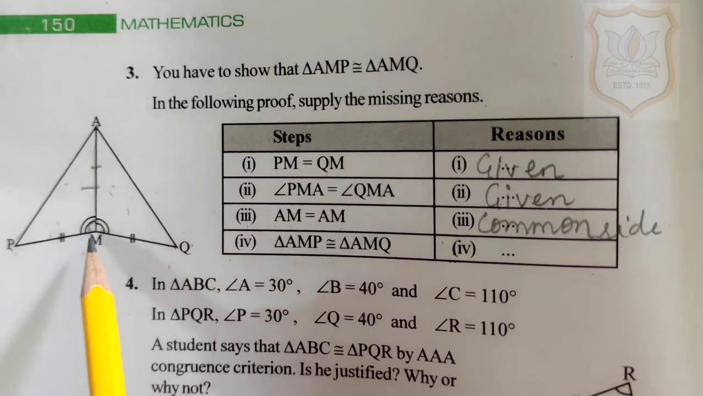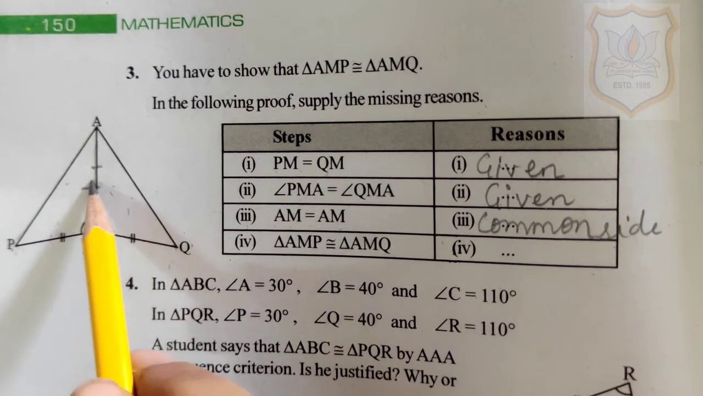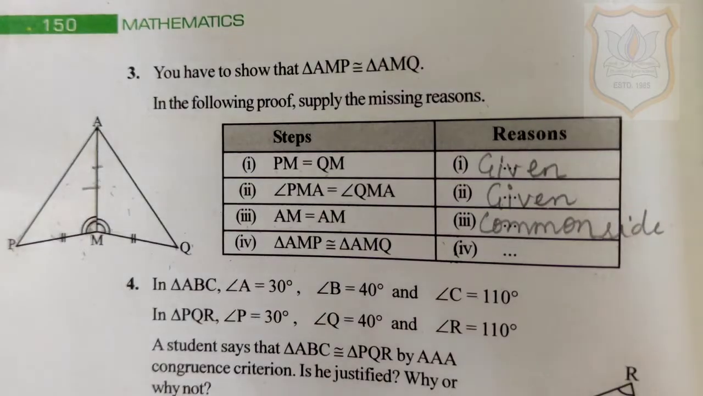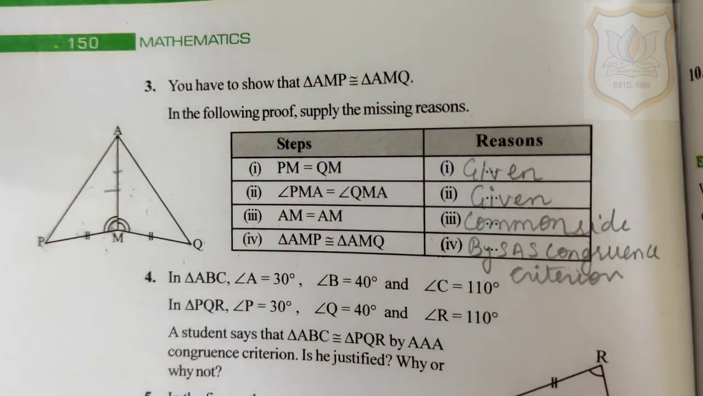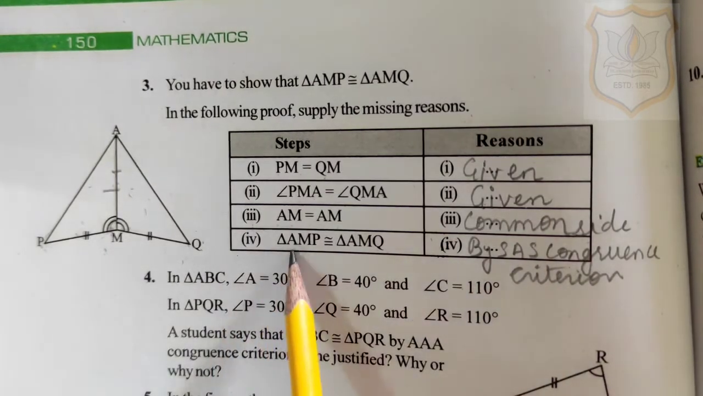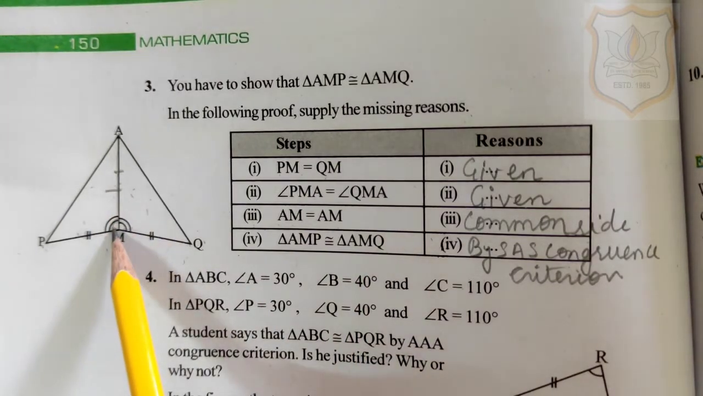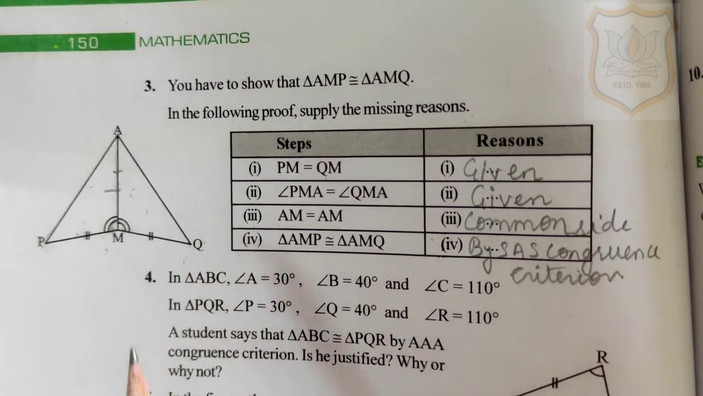So the two sides of the triangle are equal and the included angle of the two sides is also equal. So students, it is due to SAS congruence criterion that triangle AMP is congruent to triangle AMQ because two sides and the included angle of both the sides are equal. Therefore, by SAS congruence criterion, they both are congruent.